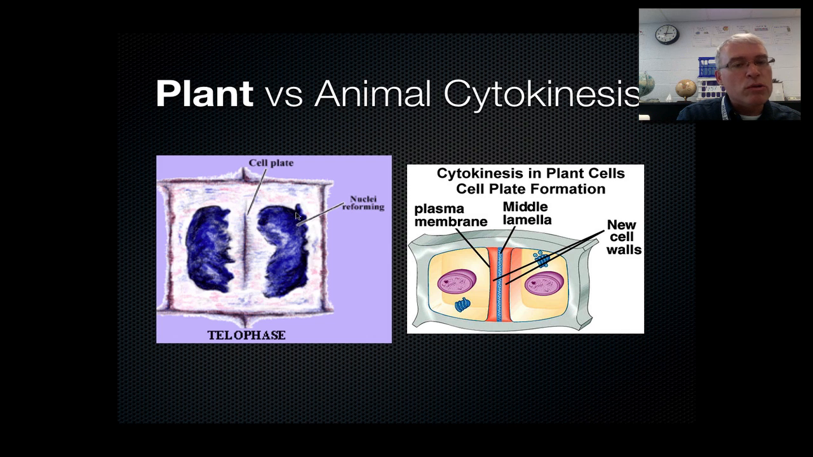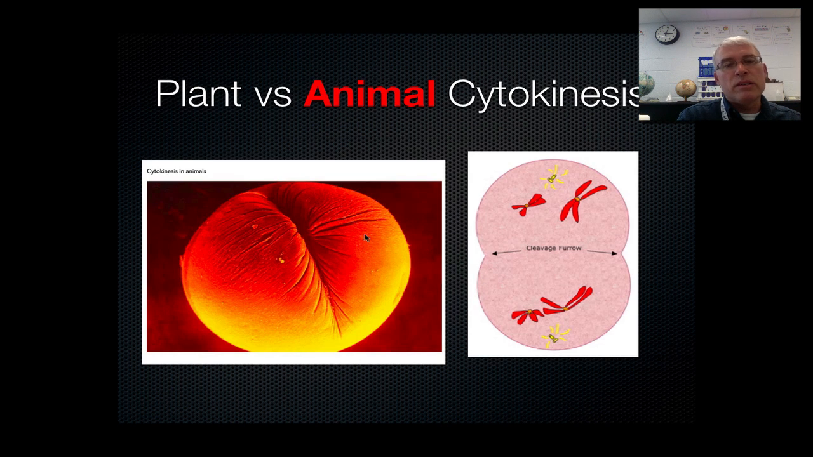And what happens is Golgi apparatus in the cytoplasm are producing vesicles, which are fusing to build a wall right down the middle here. And this wall then becomes the middle lamella, and then each cell builds its cell wall on the opposite side. So we end up with a triple layer here of protection between these two new plant cells. Now, animal cells do it differently.